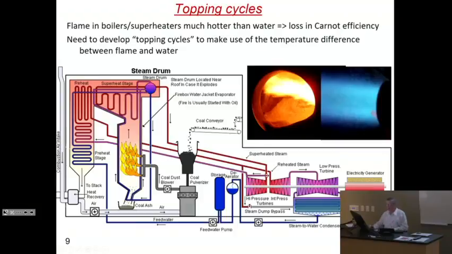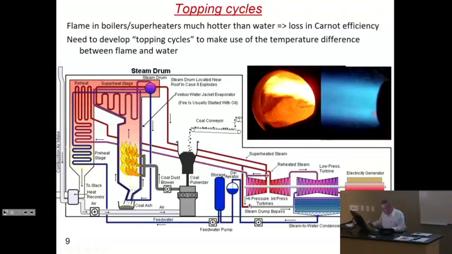Classic topping cycle, if you use gas, natural gas as a fuel, is to burn the natural gas in the combustion chamber of a gas turbine, we'll see in chapter 9, and then use power from the gas turbine as a topping cycle, use the exhaust of the gas turbine to heat, to superheat the water or the vapor in a conventional bottoming cycle, which then is, in fact, like this, a Rankine cycle or a vapor generation cycle. So topping cycles make use of the temperature difference between these two.